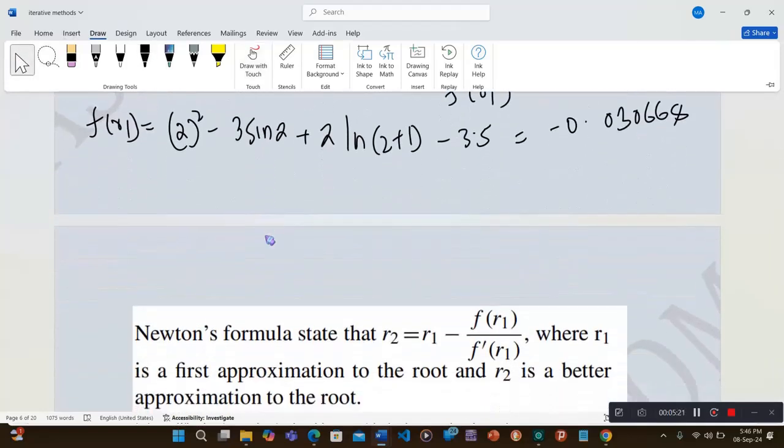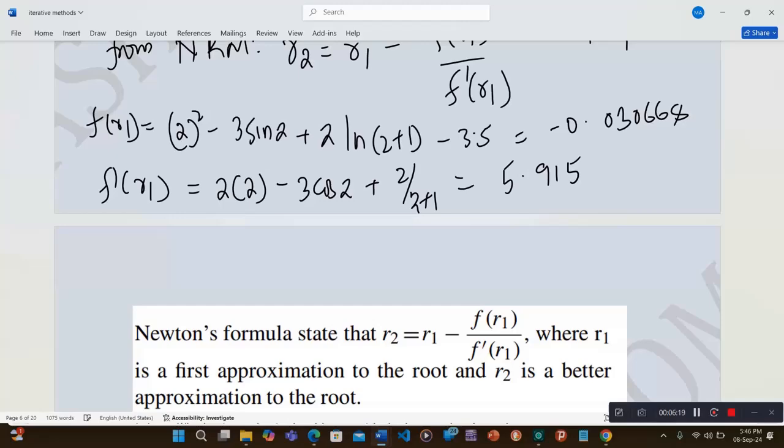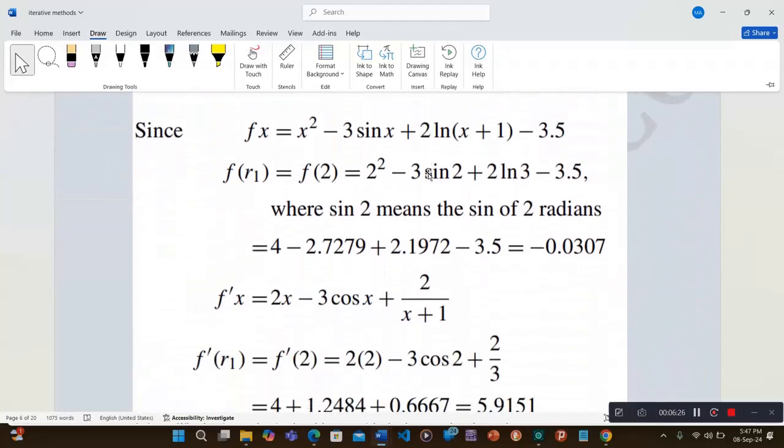What about the value of the first derivative at x equal to R1? This is going to be 2 into 2 minus 3 cos of 2 plus 2 divided by 2 plus 1 minus 0. Even if we don't put that 0, it doesn't do us any harm. So what is that going to be? We have 4 minus 3 cos of 2, then plus 2 divided by 3. And this is giving me 5.9151.